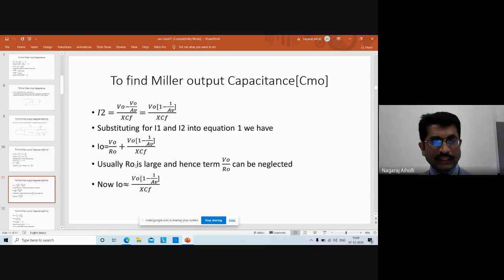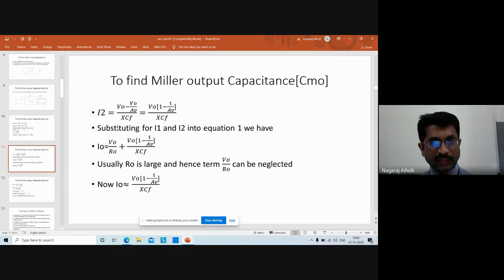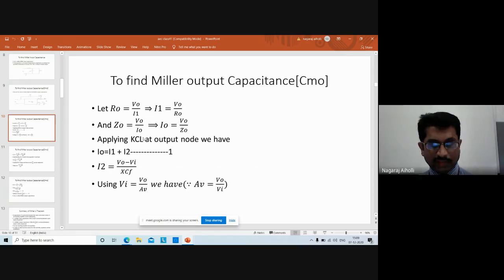Now this resistance R0 is usually large. Therefore, V0/R0 will be very small. If you divide, say, 1 by 100, you get 0.01, which is approximately 0. Similarly, V0/R0 will be very, very small, which can be neglected. Therefore, I0 will be approximately equal to V0 into (1 - 1/Av), divided by XCF. What is Z0? Just now we have written the equation for Z0. Z0 is V0/I0.